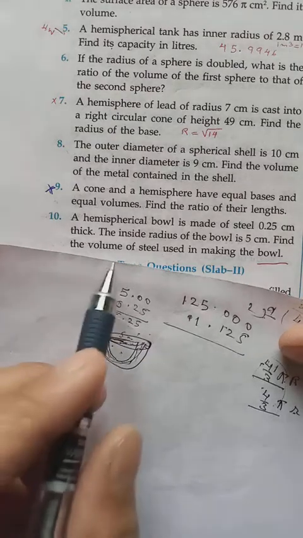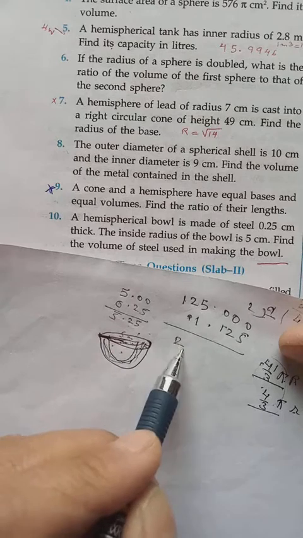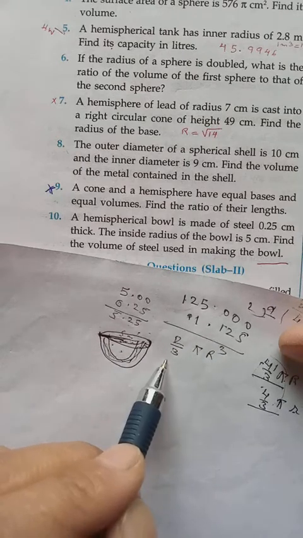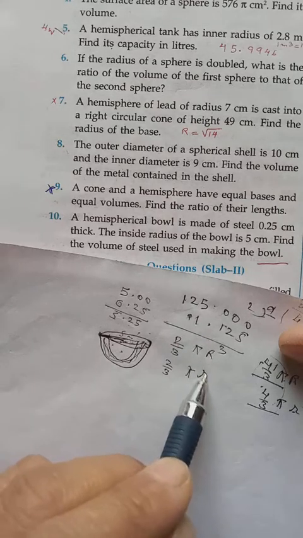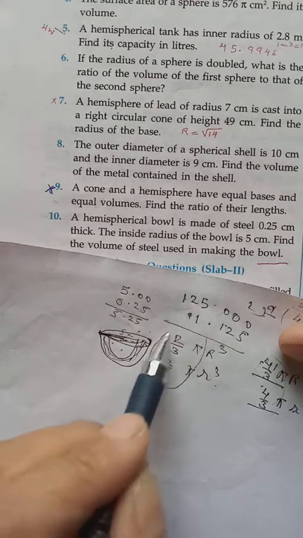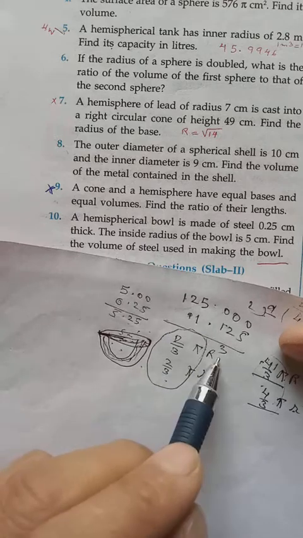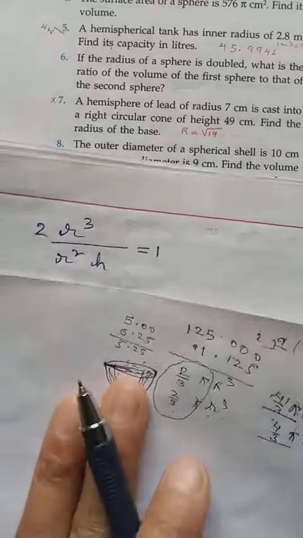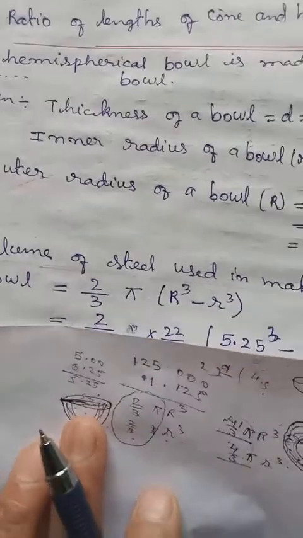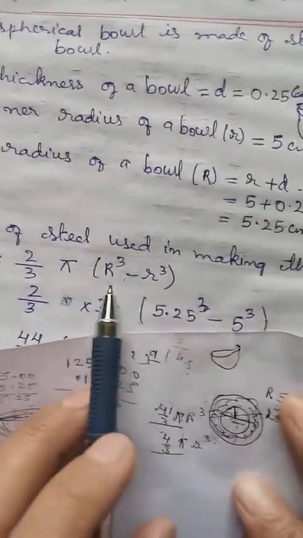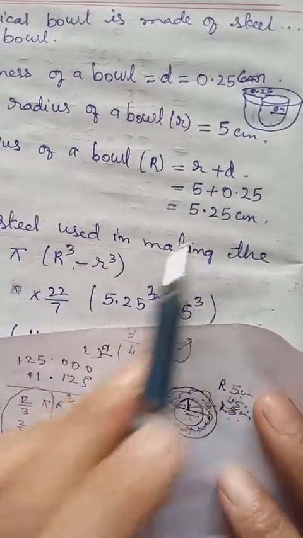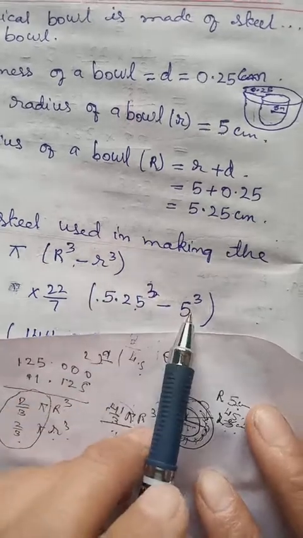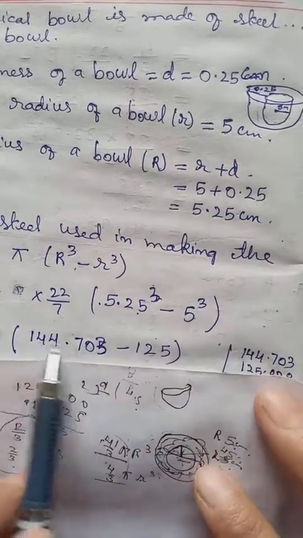They say the volume, so we have to use the formula for volume. Okay. 2 by 3 pi R cubed minus 2 by 3 pi small r cubed. So these two you see, they are common. We can take common. Then here we have to subtract. Now let's replace it. So capital R we already get from here, 5.25 to power 3. Then small r we get 5. So you multiply it 3 times, you will get this much.